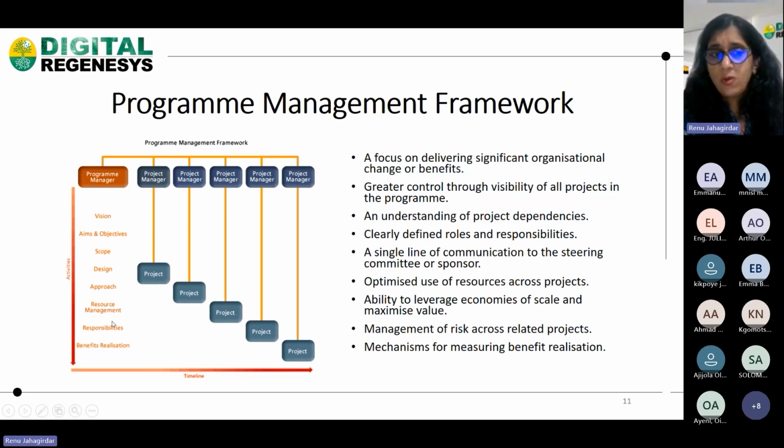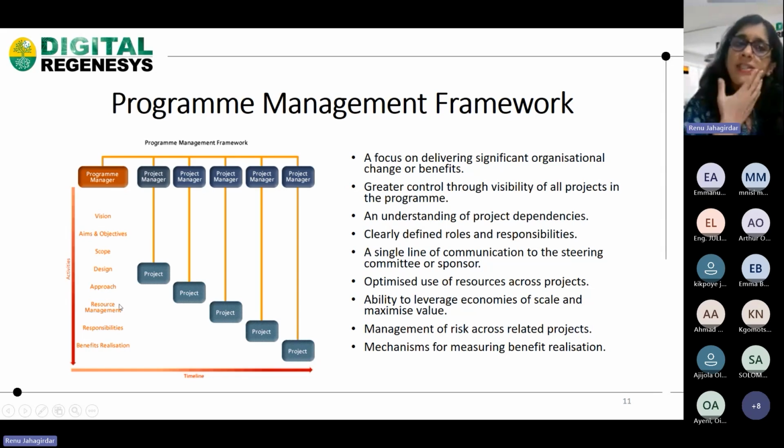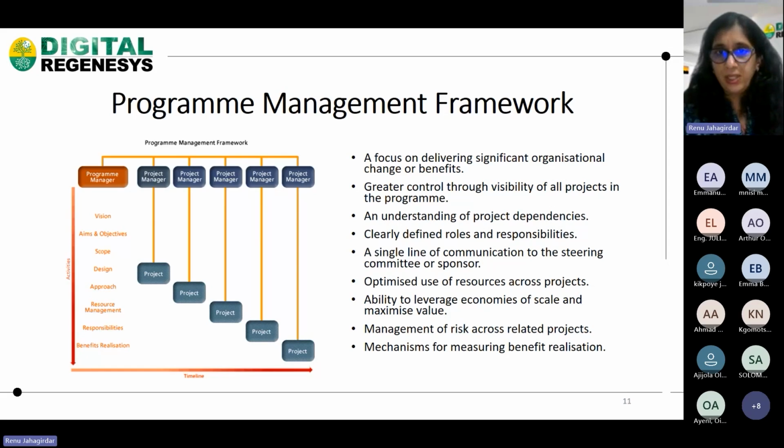How many resources is each project consuming? What are the resources the project is consuming? Now resource management is very important because resource is largely linked with the cost. So optimized use of resources across the projects. What does that mean? If I consider one resource, let's consider human resource.